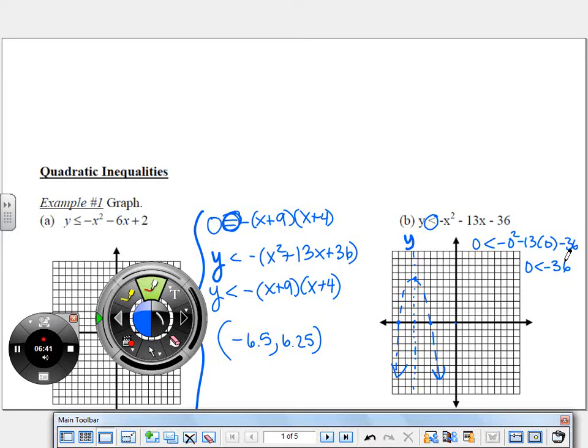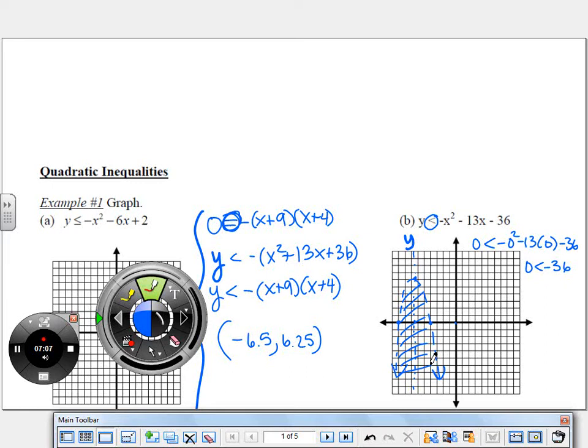So should it be considered a solution to that inequality? No. Okay? So if it's not a solution and it represents points along the outside of the parabola, where are our solutions going to be? Inside. Okay? Does that make sense?